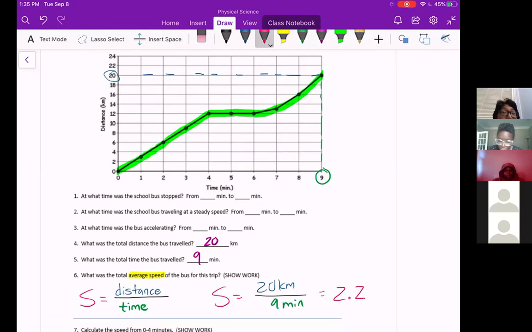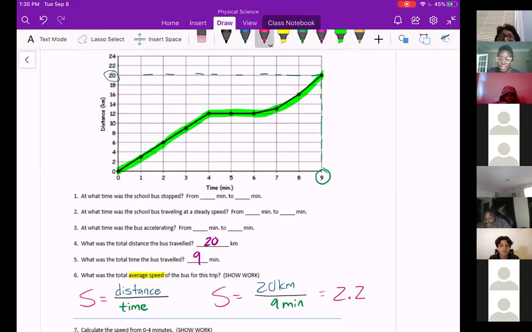2.2, and we also need a unit. So is this miles per hour, meters per second? What's my unit on this one? Ladarian, can you tell me my unit for this? 2.2 what? How fast were they going?